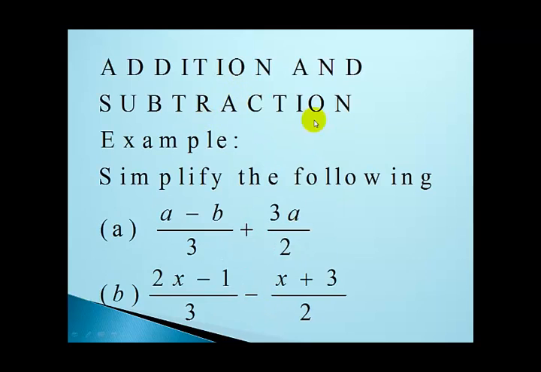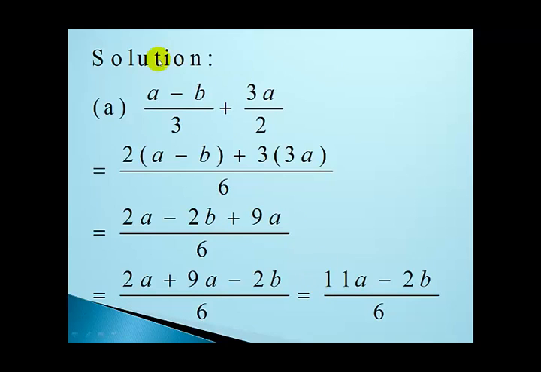Now addition and subtraction. Example, simplify the following: A, a minus b over 3 plus 3a divided by 2. B, 2x minus 1 divided by 3 minus x plus 3 divided by 2. So what we do is to find the LCM. So from a minus b divided by 3 plus 3a divided by 2, the LCM of 3 and 2 is 6. Now 3 goes into 6 2 times. So we multiply 2 by the expression at the numerator. So we have 2 times a minus b plus 2 goes into 6 3 times.